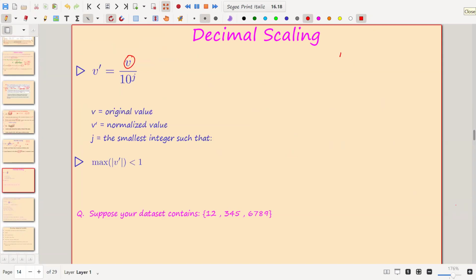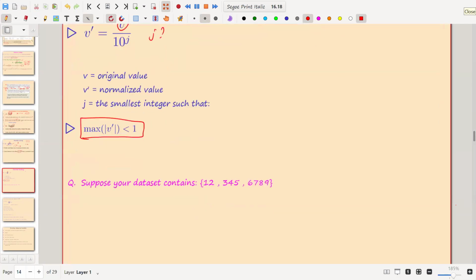So one question is, what is j? J has to be decided. J has to be a quantity such that the maximum of the modulus of the transformed quantity has to be less than 1. Okay, so we will see an example.